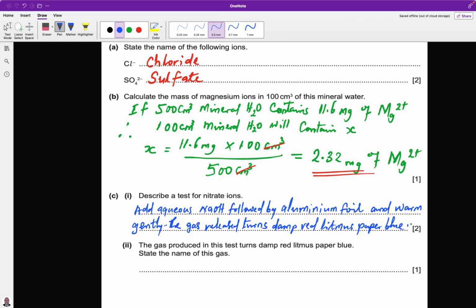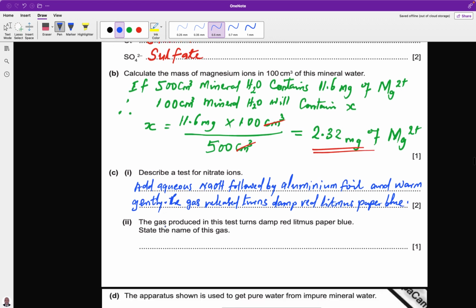I said add aqueous sodium hydroxide followed by aluminum foil and warm gently. The gas released turns damp red litmus paper blue. Usually it is ammonia gas that is always released. The test for nitrate usually produces ammonia gas.